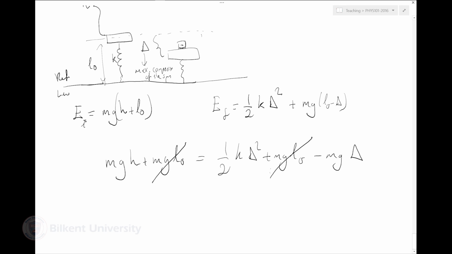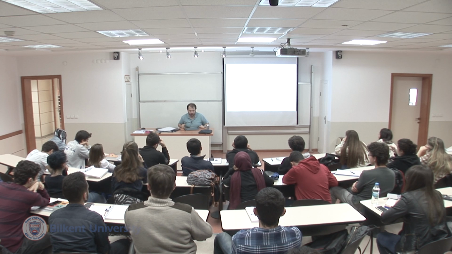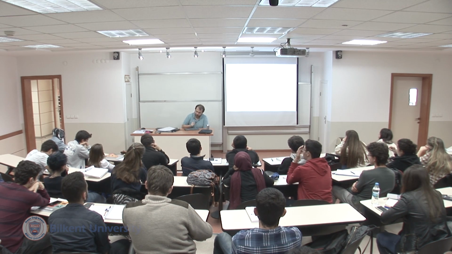It turns out it really doesn't matter what you choose as your ground level, your reference level. So mgh is height with respect to some fixed level. As long as you keep it fixed throughout the problem, it's not going to change your answer. All right? Good. So let's solve this.